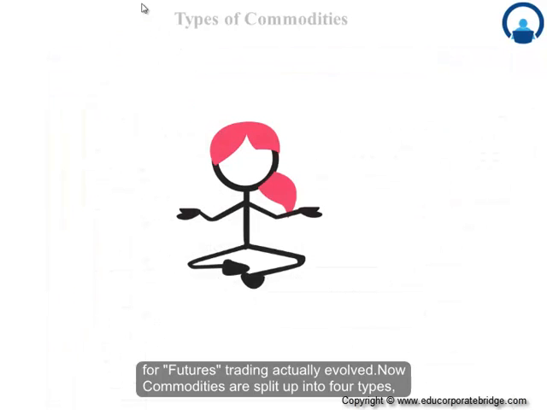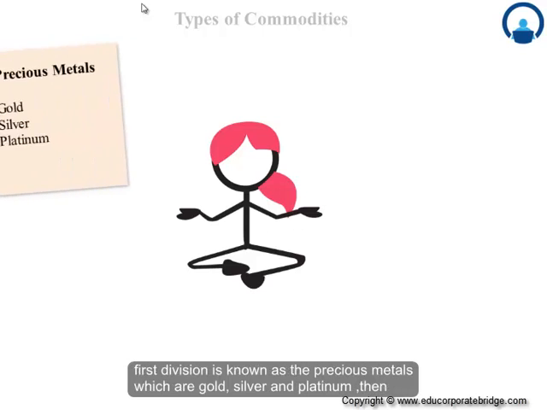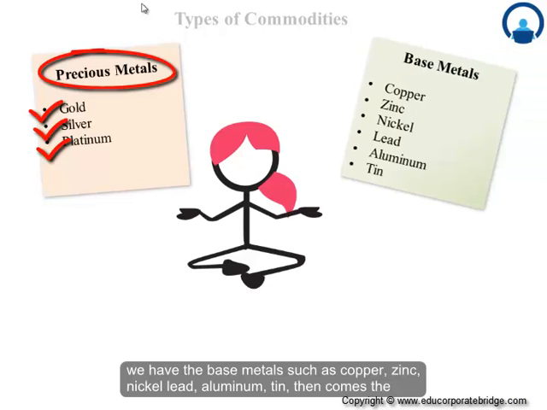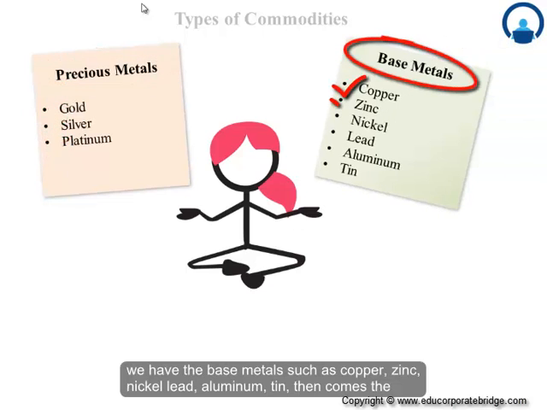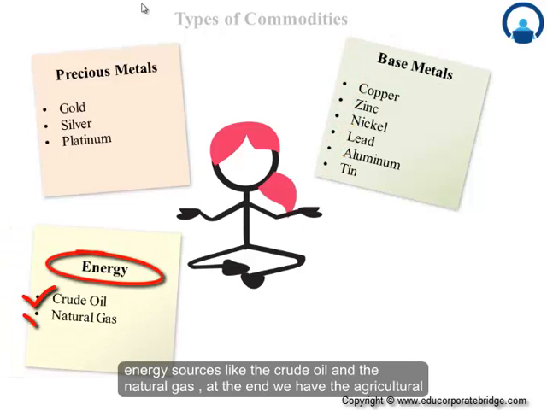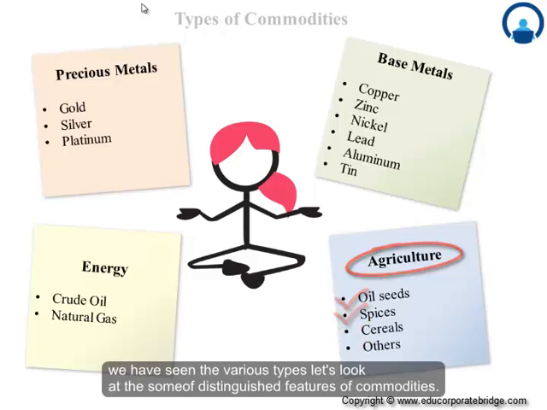Now commodities are split up into four types. First division is known as the precious metals, which are gold, silver and platinum. Then we have the base metals such as copper, zinc, nickel, lead, aluminium, tin. Then comes the energy sources like the crude oil and the natural gas. At the end, we have the agricultural commodities such as oilseeds, spices, cereals and other such agricultural commodities.